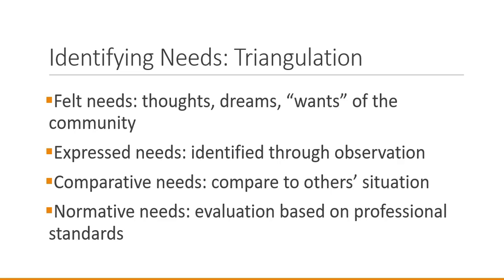And finally, normative needs, also an evaluation or a comparison concept. We're looking here at what professional standards state is acceptable. Perhaps in a situation relating to education or health, there might be information or statistics that allow you to compare what your community situation is to what is an acceptable standard per professional standards, professional evaluation. This is the identifying needs process. We call this triangulation, using multiple sources of needs to understand what the real need is in the community.